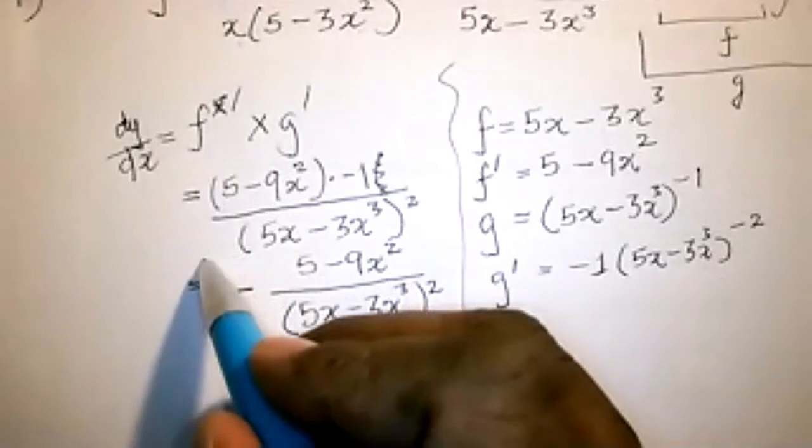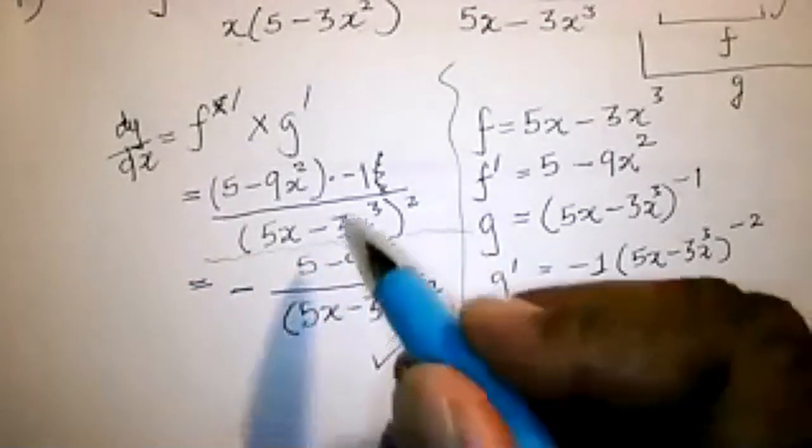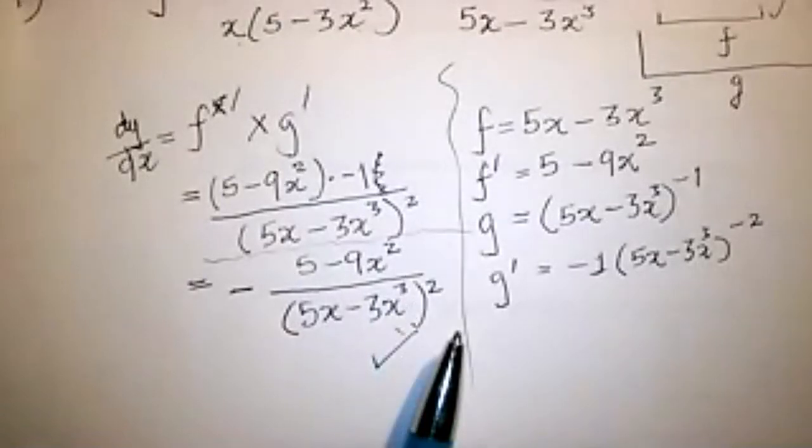Okay, so we just draw a line in demarcation so that you can see clearly. So this is our final derivative, and that's it.